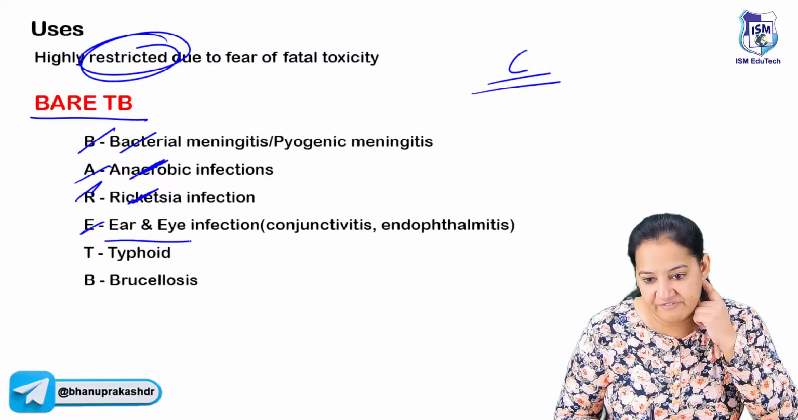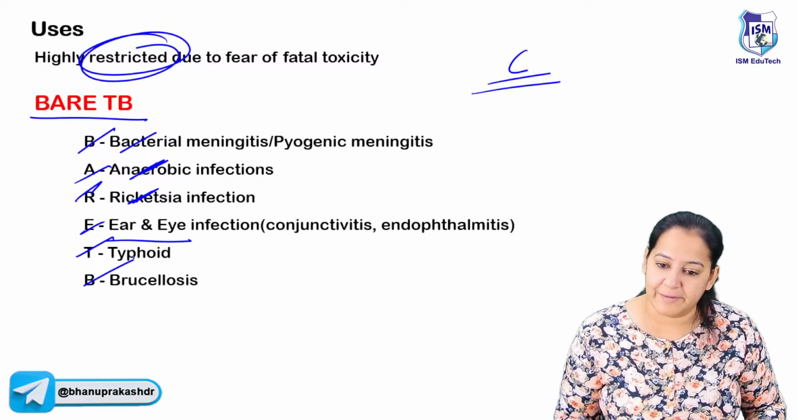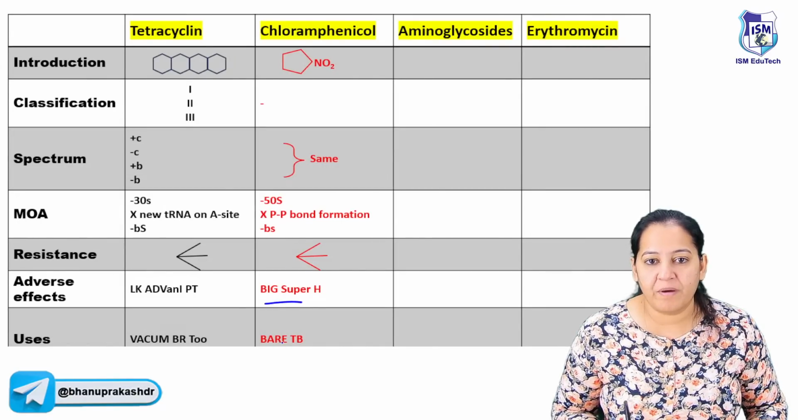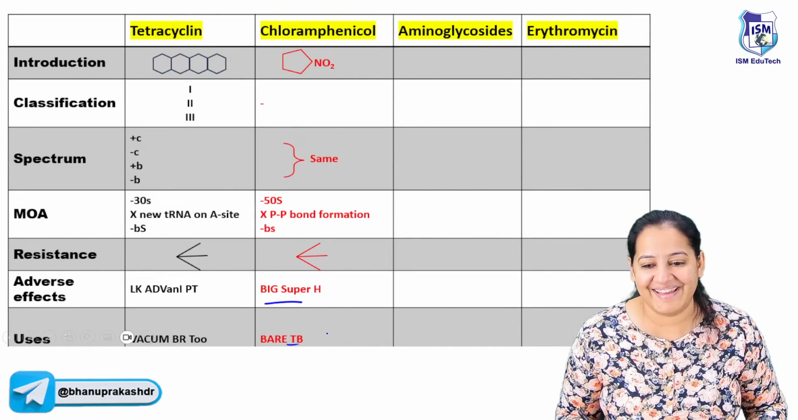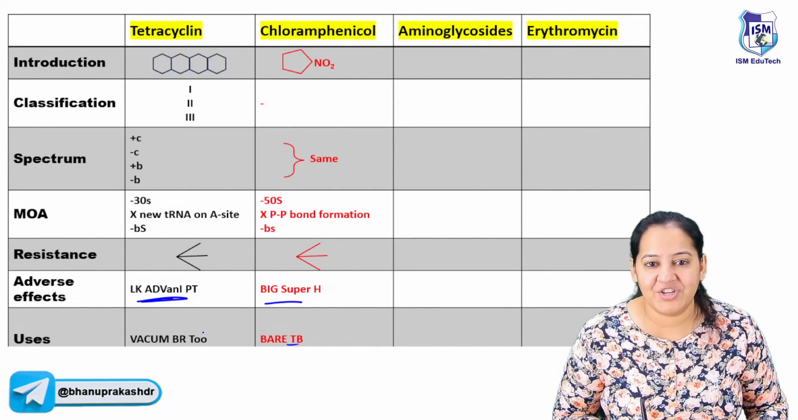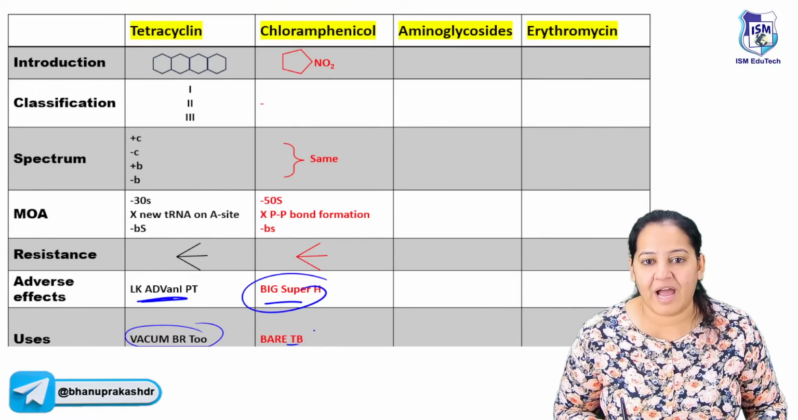E is ear and eye infection. T is typhoid, B is brucella. So please learn. So here big, super, hyper and Bayer TB. Say yes. Here big, super, hyper and Bayer TB.